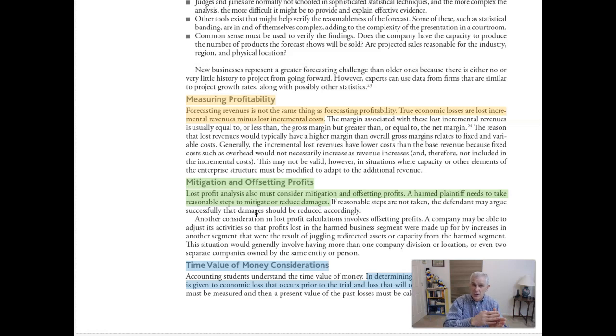So the opposite side of this: here are the damages, but here's how they could have mitigated or lowered those damages with the action the plaintiffs could have taken. So this is very, very important.